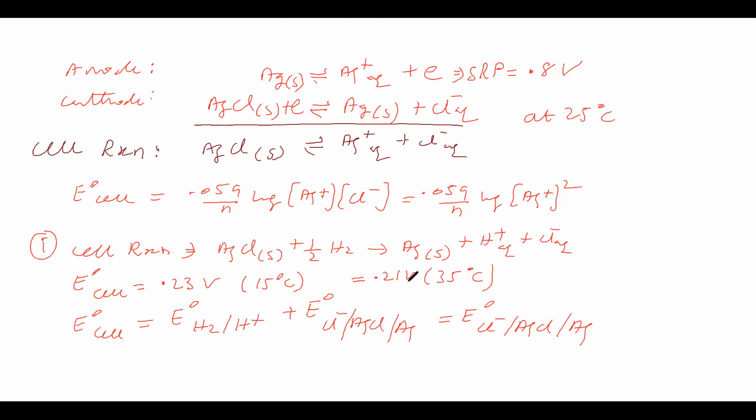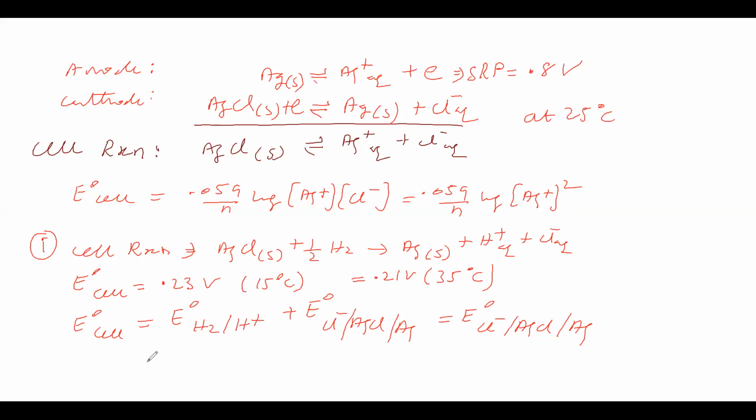There is no other way, because this E naught is not given. We can get it only from E naught cell, which is given at different temperatures. We want this E naught at some other temperature, but one clue is there: the average of 15 and 35 is 25. So we have to take the average of these two E naught cells, then we will get E naught at 25.